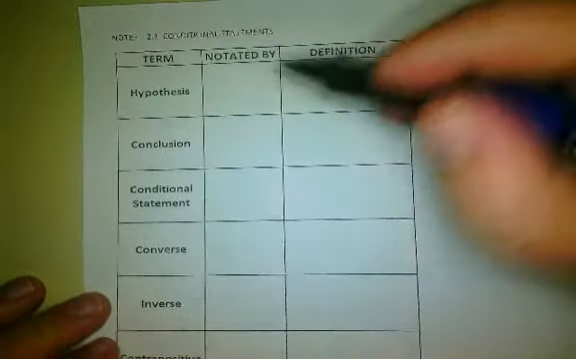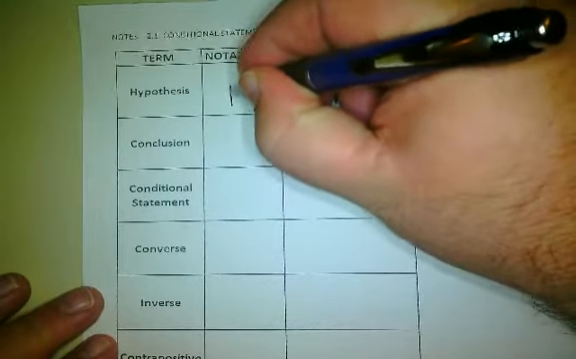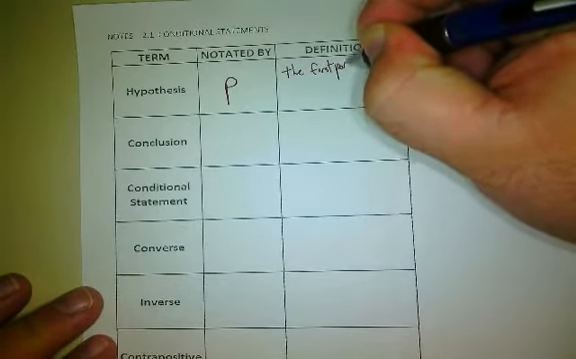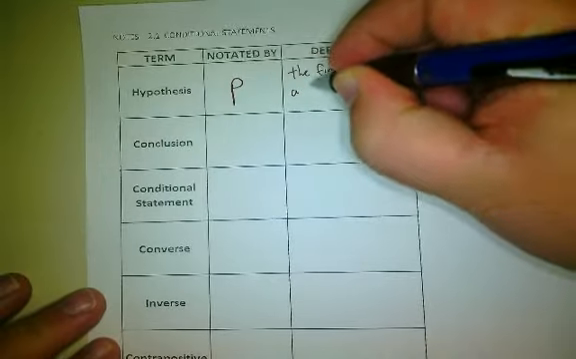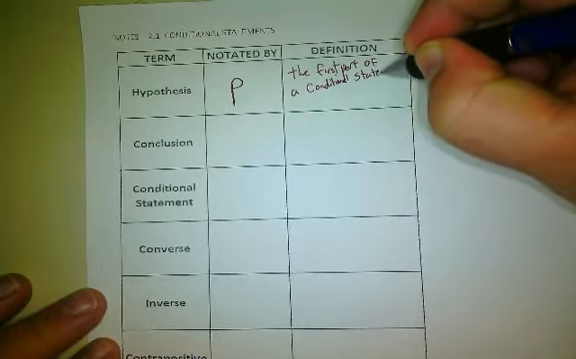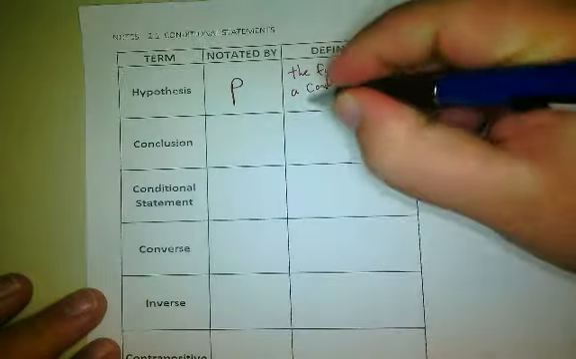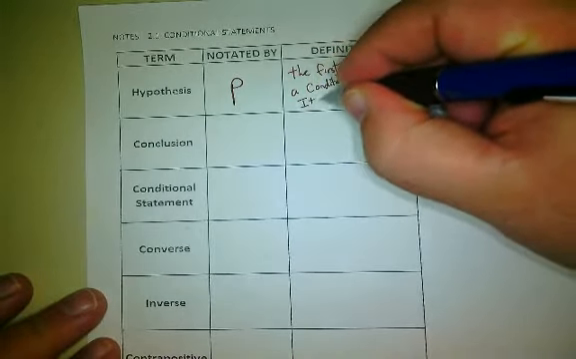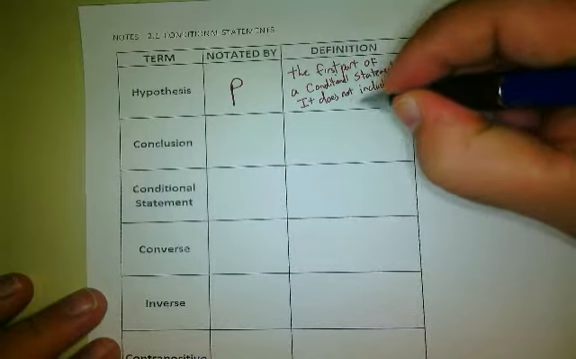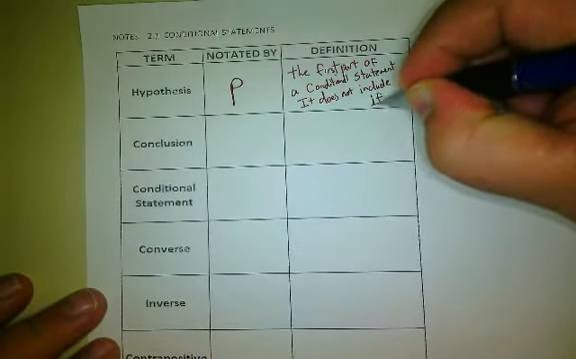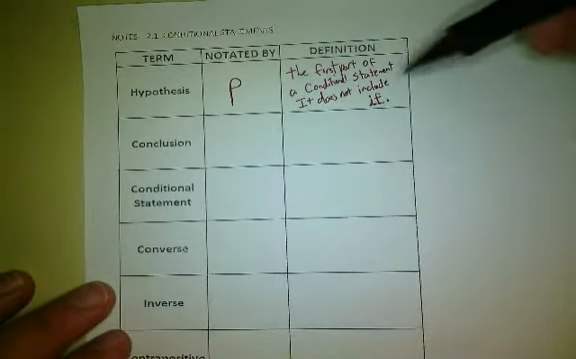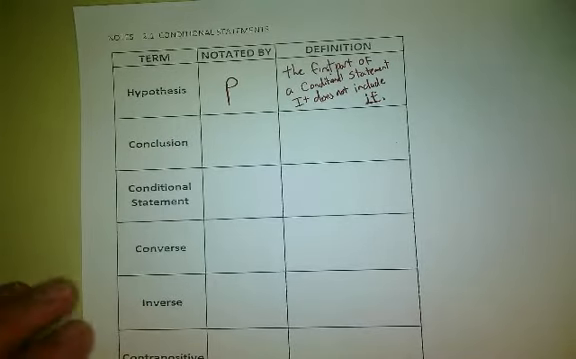So on your guided notes page, it should look like this. We've got a hypothesis. A hypothesis is notated by the letter P. It is the first part of a conditional statement. The first part of a conditional statement does not include the word if. I'll explain what I mean by that in a minute. You'll see what I'm talking about in a moment.